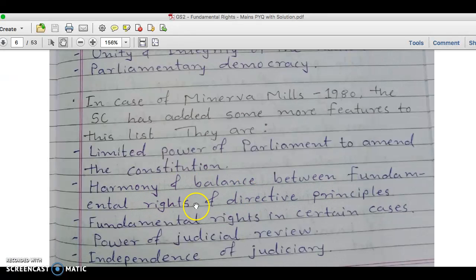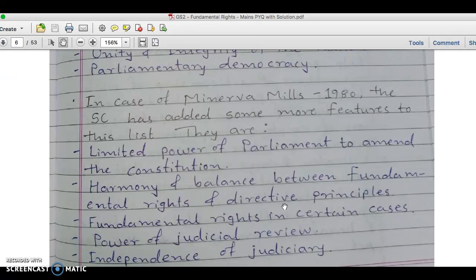Then, harmony and balance between fundamental rights and directive principles. Now it is very important, as we know, fundamental rights form the basic structure, with Article 32, and the Directive Principles of State Policy, that is DPSP, give directives to the state on how to become a welfare state and how to apply policies for the welfare of its citizens.